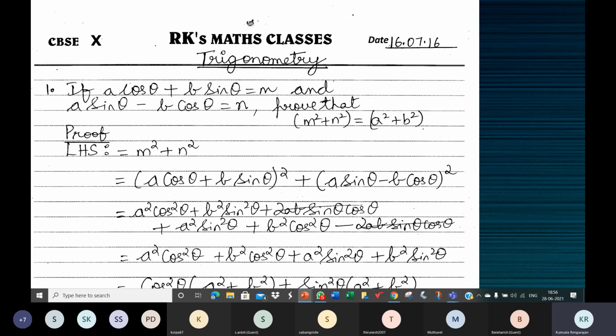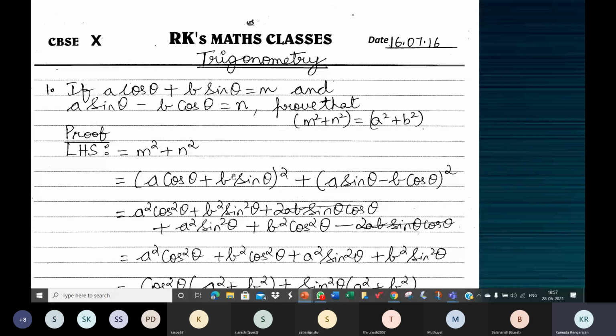But this A cos theta means A into cos theta. A is different, cos theta is different. So when you're squaring, you should square both of them. A cos theta is A into cos theta. So how do you square the first term? A cos theta the whole square has 2 things in it. It has A and cos theta. So square A, A square. Square cos theta, cos square theta.